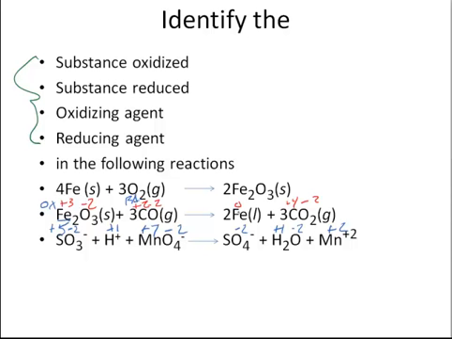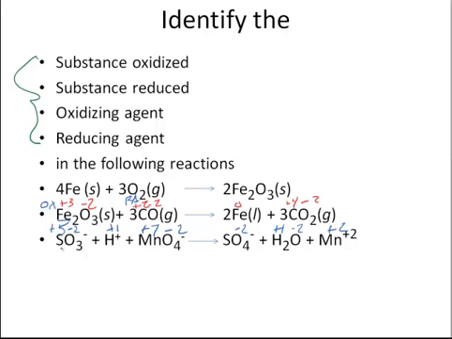Now, one thing I haven't mentioned that I do need to mention is that in all these cases, if one element is being reduced, one other element has to be oxidized. And that should hopefully make sense to you, because if something is losing electrons, something else has to be gaining electrons. You can't have one happen without the other.